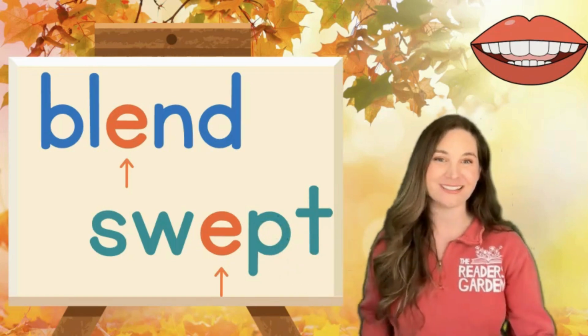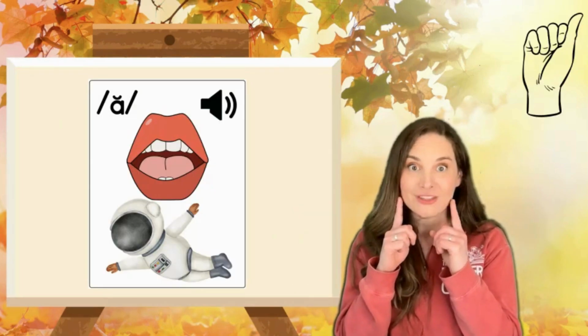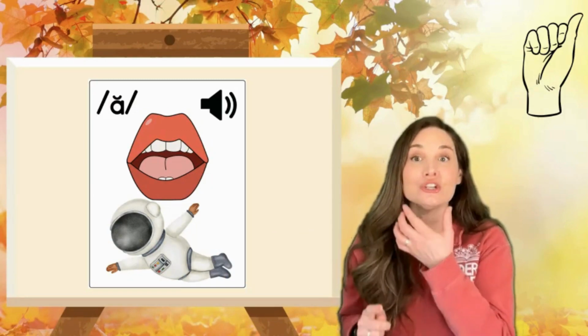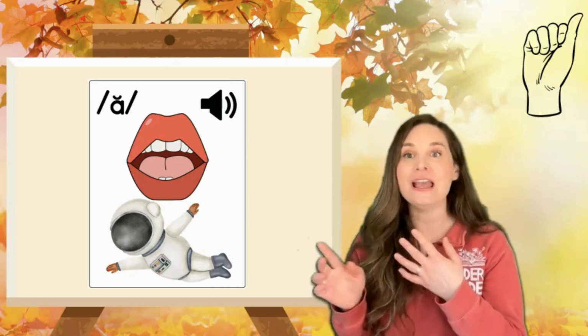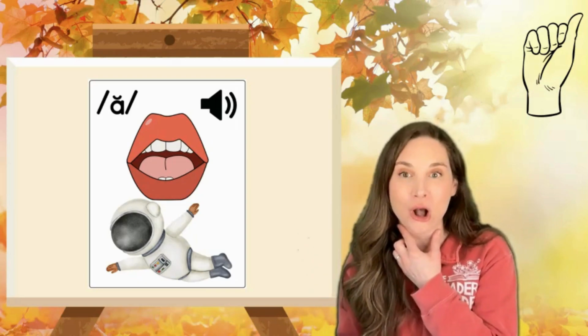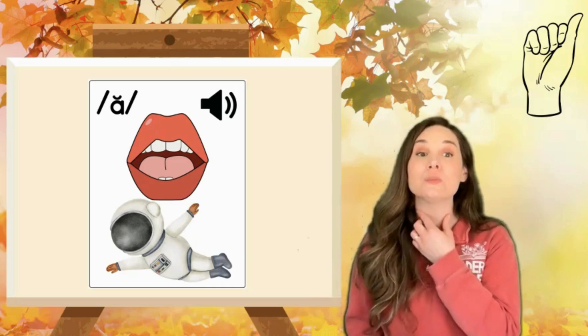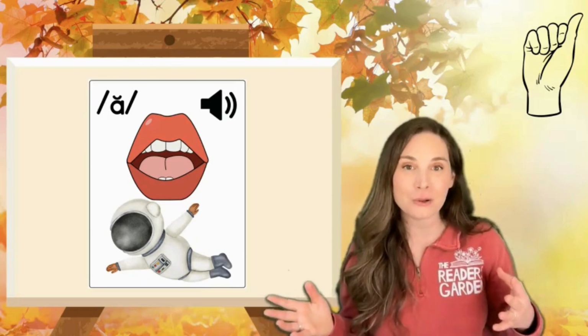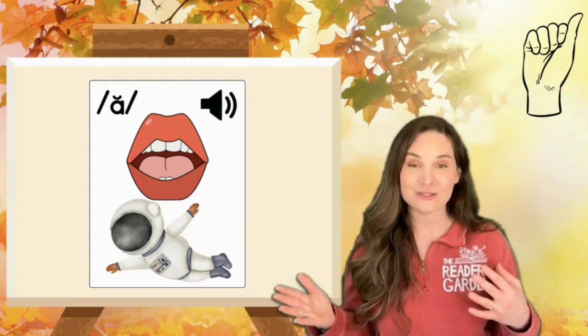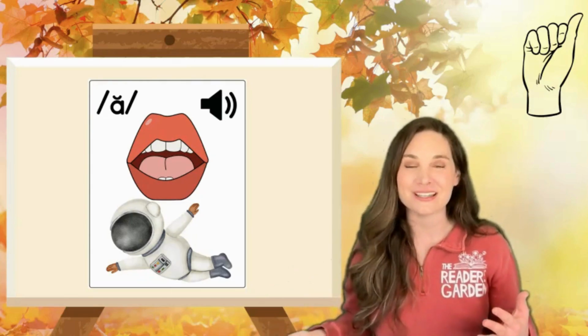To make the short A sound, you're going to open your mouth wide, like in the picture, and be sure to turn your voice on. Your vocal cords will be buzzing, so you'll feel that buzzing in your throat. Like all of our vowels, the short A sound is a continuous sound, which means we can stretch it.